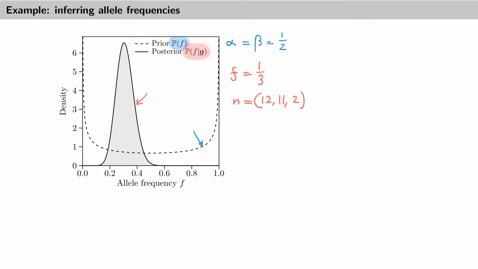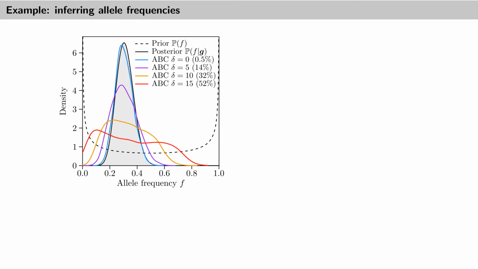Let us next compare this analytical posterior distribution against posterior distributions obtained with ABC rejection sampling for different tolerances delta. Shown here are ABC posteriors obtained with rejection sampling by setting the tolerance delta to 0, 5, 10, and 15. In parentheses, we see the difference in acceptance rates. The delta equals 0 run had an acceptance rate of 0.5%, so a very low acceptance rate. On the other extreme, by setting delta equals 15, the acceptance rate was 52%. However, the price for a higher acceptance rate comes with actually a much broader posterior distribution.